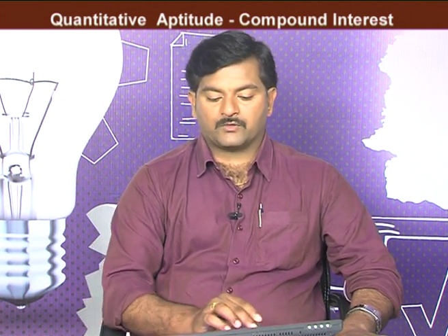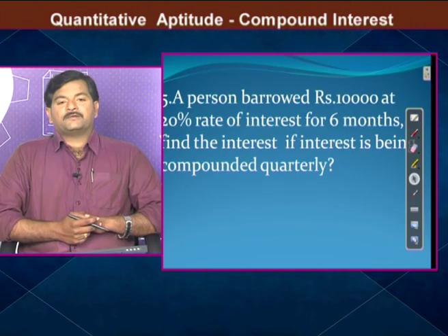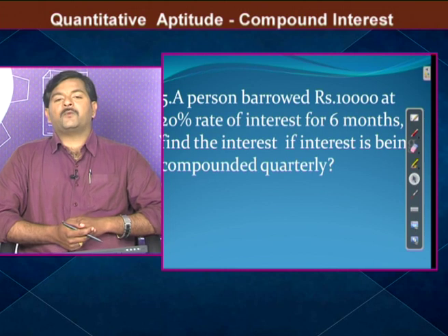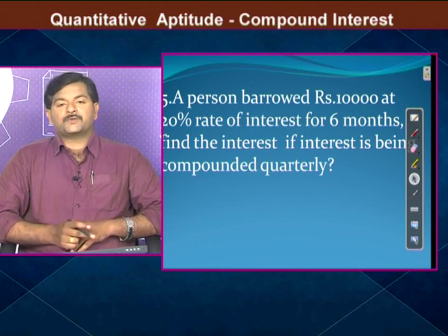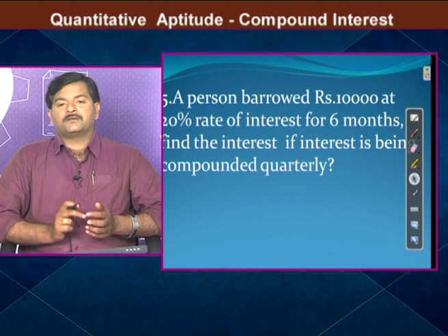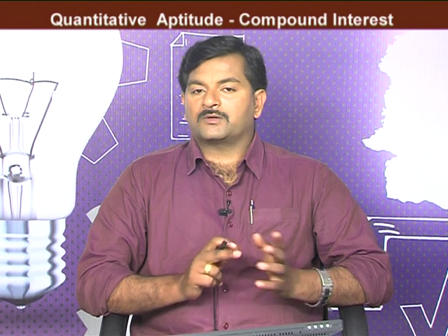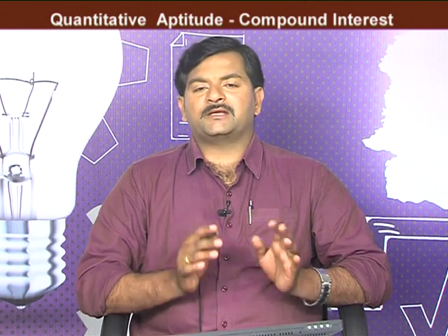Now we move on to the next question. It is also a very interesting question. Observe here. A person borrowed rupees 10,000 at 20% rate of interest for 6 months. Find the interest if interest is compounded quarterly. In the previous question, it was borrowed for 9 months, compounded quarterly, so 3 times. Here he borrowed for 6 months, compounded quarterly. In 6 months, how many times does he have to pay the interest? Clearly 2 times. It's 1 point.